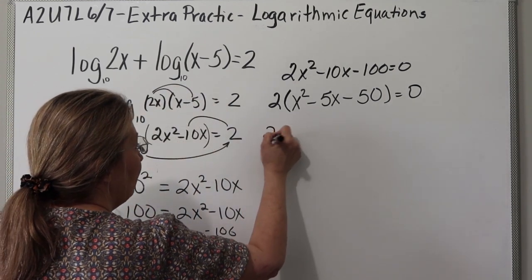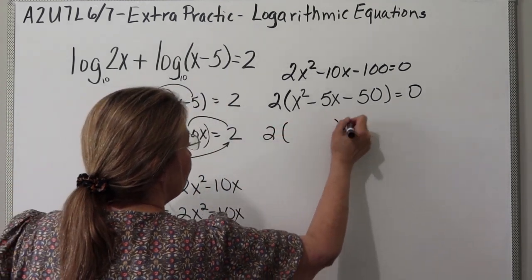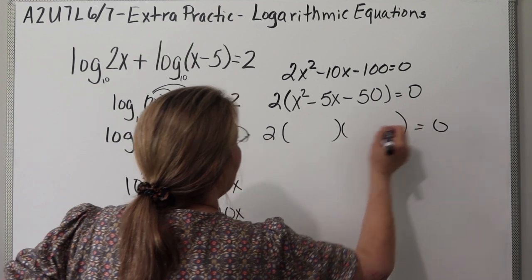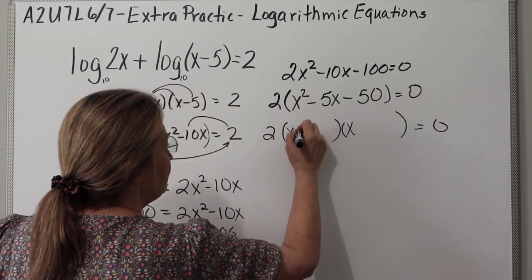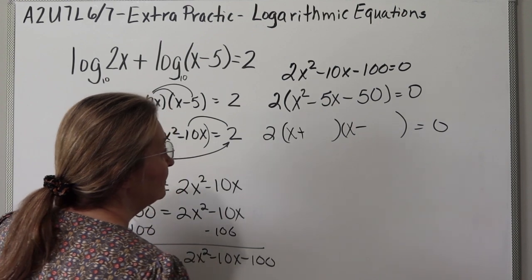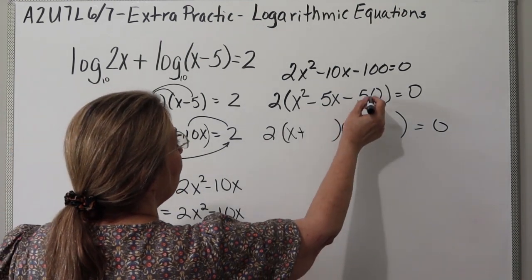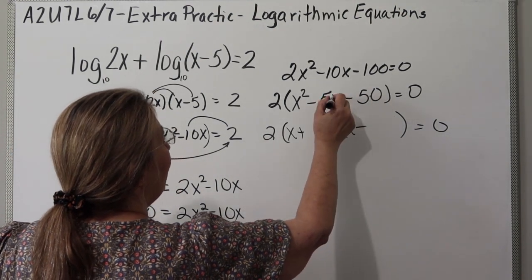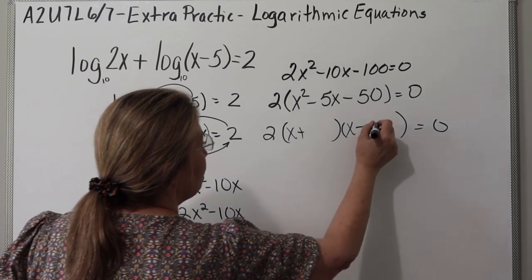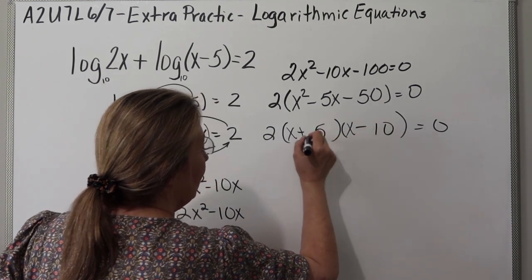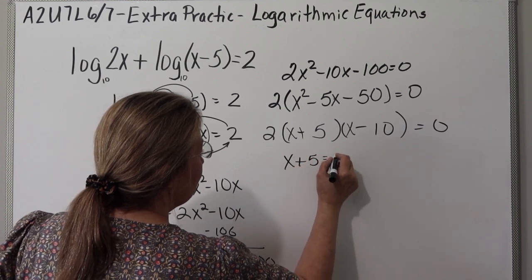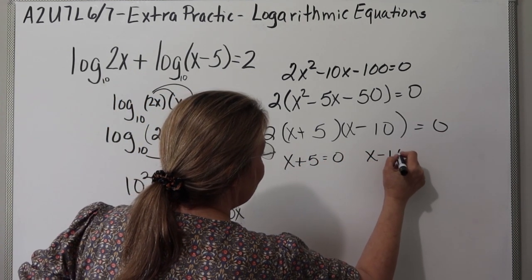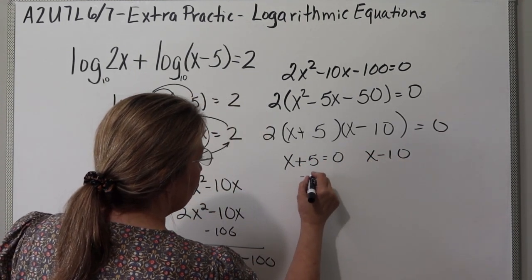And then I'm ready to factor this trinomial. We'll factor into two binomials. And the first term will be x in both of them because this is a minus. I've got plus and minus. I need a pair of numbers that multiply to give me negative 50 and add up to give me negative 5. So that's going to be 10 and 5. Then when I solve, I take x plus 5 equals 0 and x minus 10 equals 0.